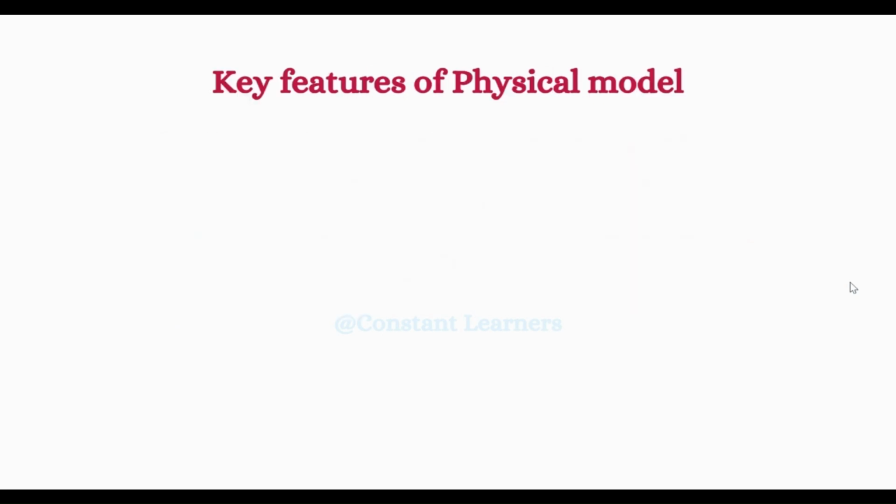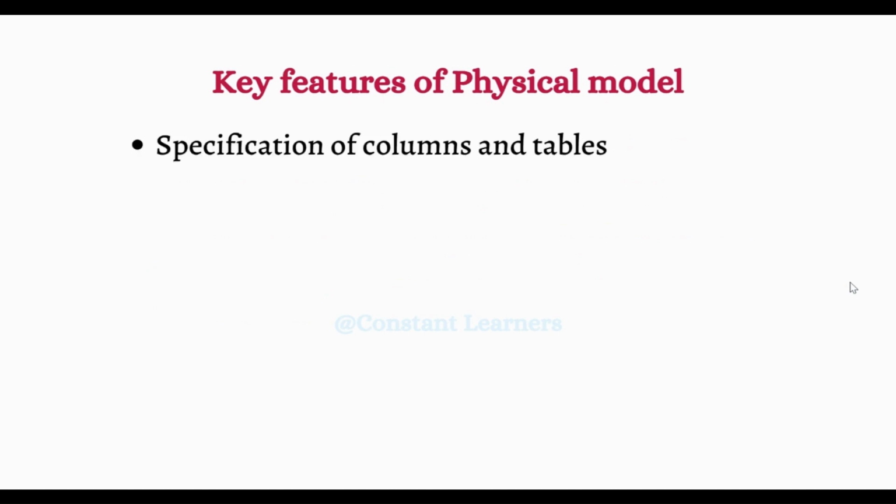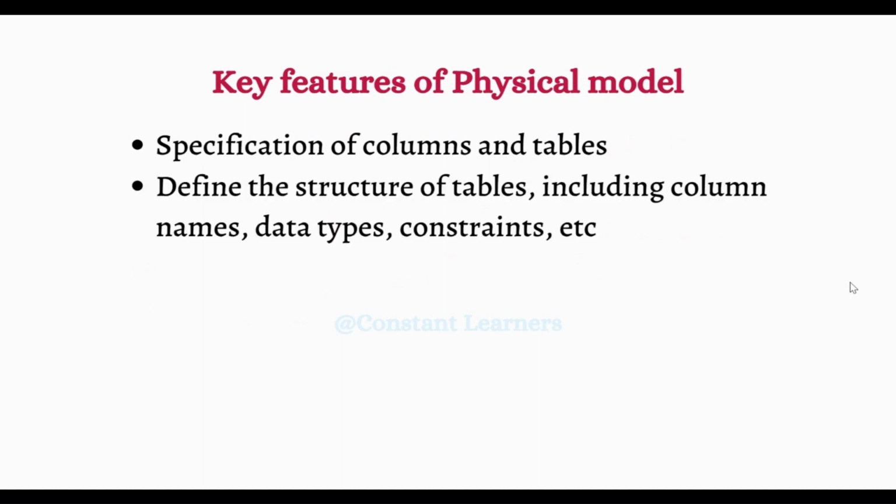Now let's discuss the key features of physical data model. Now we've already specified the entities in the conceptual model. In the physical model, we declare the tables and specify the columns. That is, we define the structure of tables, including column names, data types, constraints, etc. Then we declare the keys, and with respect to those keys, we declare the relationships among tables, right? We need to understand that everything we did in the logical model was a theory, a concept. However, in the physical model, that theory is coming to life.